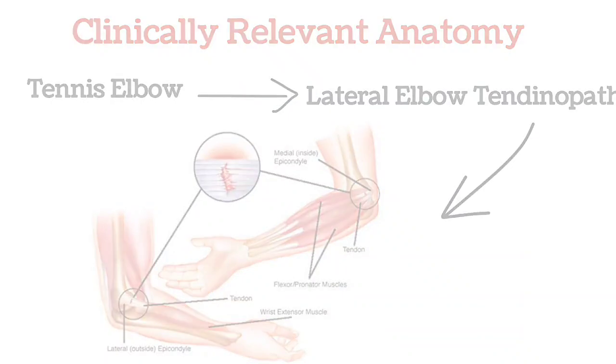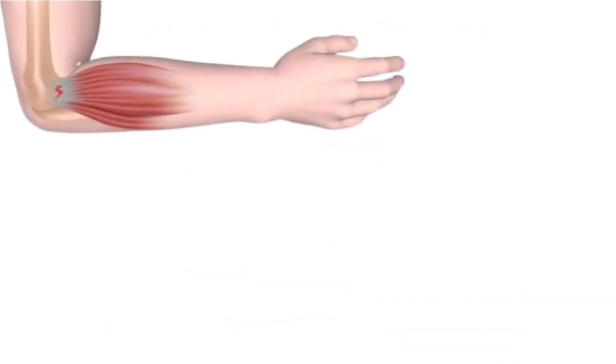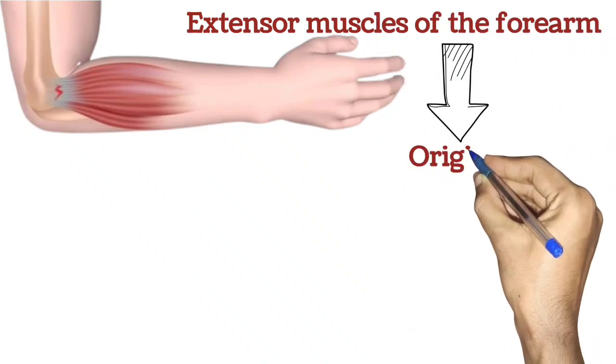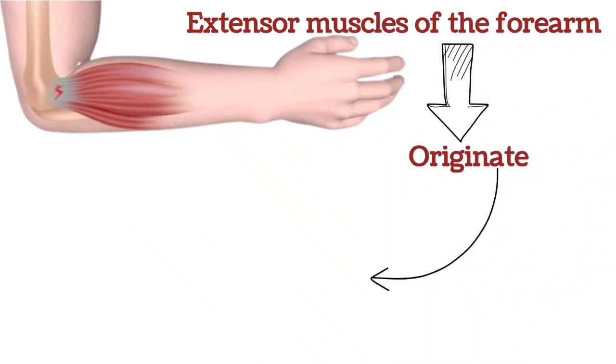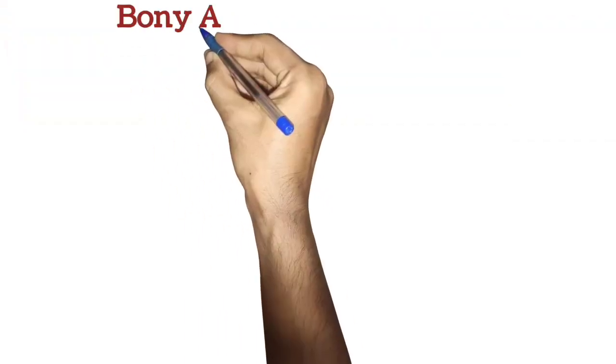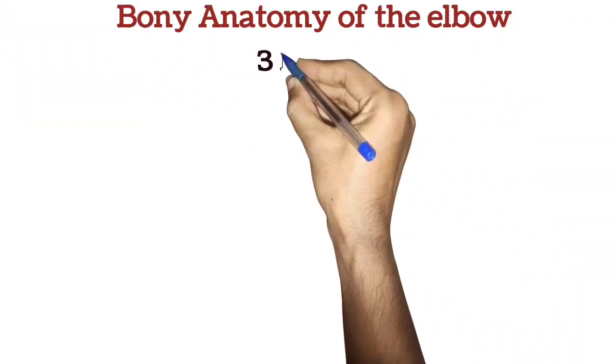As the last description implies, it is a tendinopathy injury involving the extensor muscles of the forearm. These muscles originate on the lateral epicondylar region of the distal humerus. In many cases, the insertion of the extensor carpi radialis brevis is involved. Bony anatomy of the elbow.